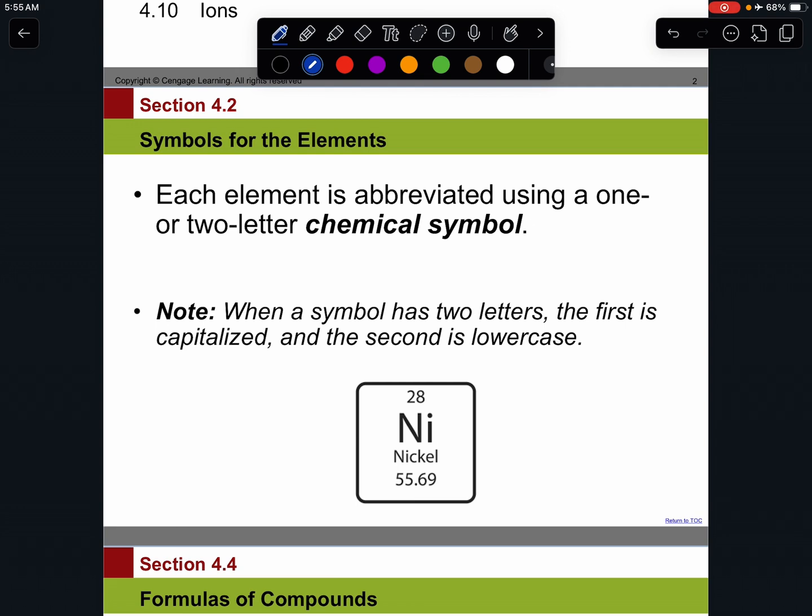So every element has a chemical symbol, and it could be one letter, it could be two. For example, nickel is capital N with a lowercase i. When you have two letters, the first is always capitalized and the second is always lowercase. All right, so we're not going to see N capital I. You are always going to see N with a lowercase i. Now, you also may see just a single letter. N is nitrogen, okay?